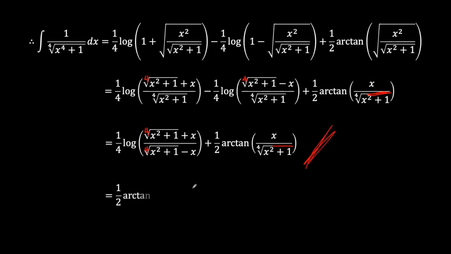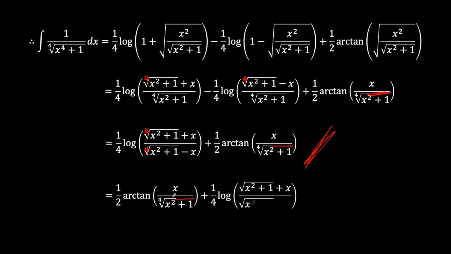In the final answer provided, they swapped, so you could also express it as half arctangent x over the 4th root of x squared plus 1 plus a quarter natural logarithm of the 4th root of x squared plus 1 plus x over the 4th root of x squared plus 1 minus x. Same answer, but this was the answer that was provided. We apologize for the errors there, but all the same, you get to understand how this problem could have been solved.